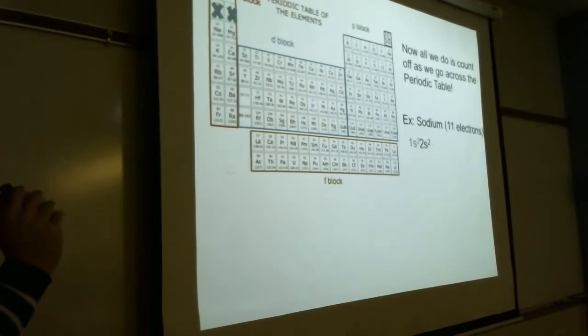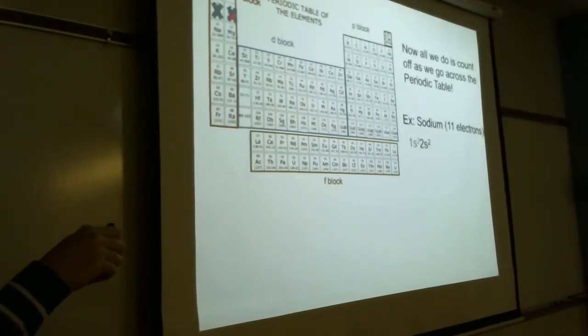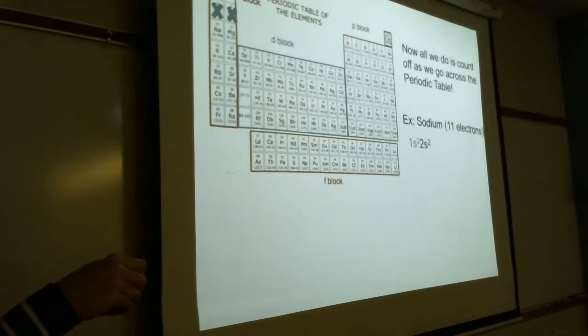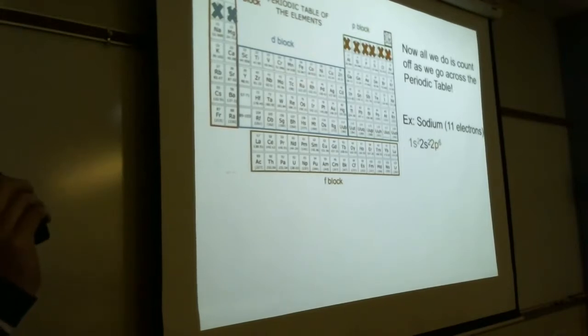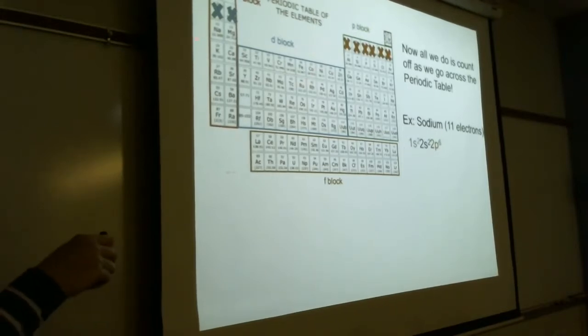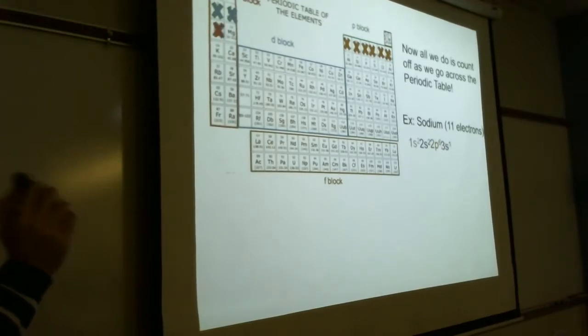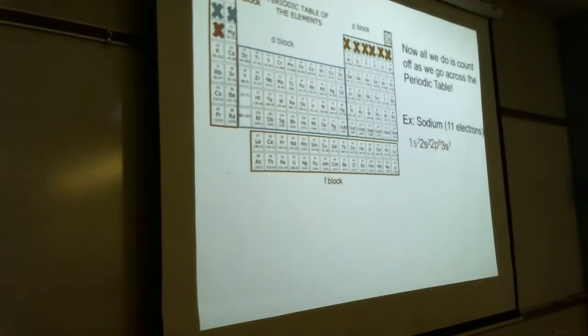2S2, that gets me to beryllium, but I've got to get going until I get to sodium. So now I'm in 2P, 1, 2, 3, 4, 5, 6. That knocks out everything up to neon, but I'm not to sodium yet. I've got to go into the next period, so that'd be 3. I'm in the S, element number 1. So you're literally just reading straight off the periodic table.